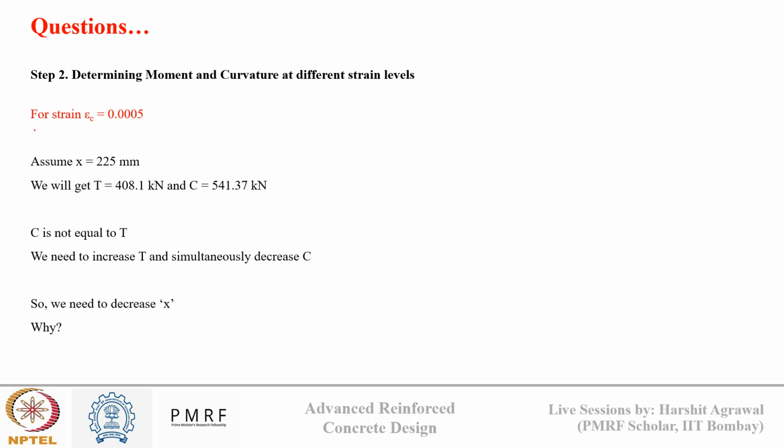I will take strain in concrete as 0.0005. I will assume a neutral axis depth. So for this depth, if you do the calculation, you will get T is equal to 408.1 and C is equal to 541.37. Now T is less than C. So we need to increase T and we need to decrease C. So I need to decrease the depth of my neutral axis. I need to assume a smaller value. So we will decrease X.